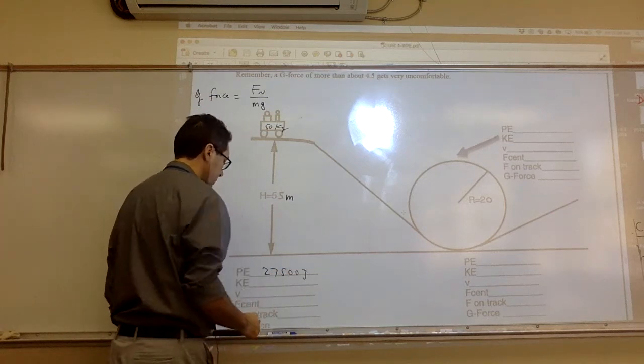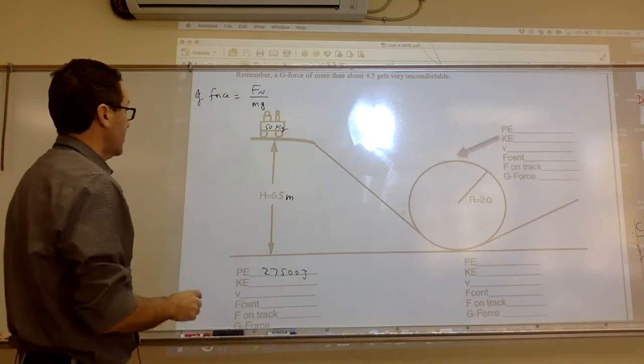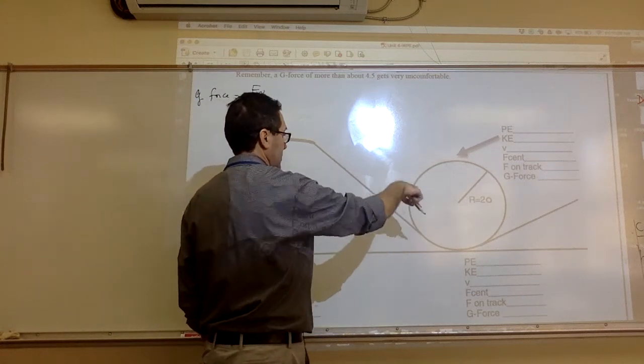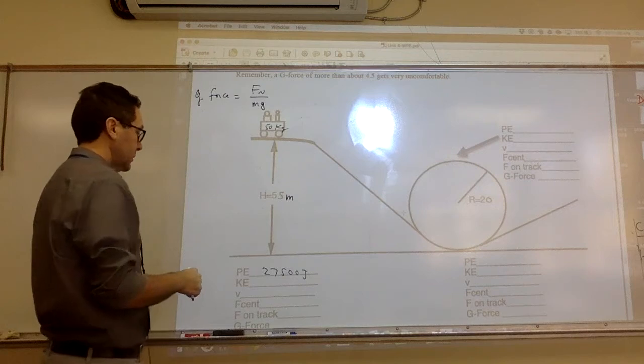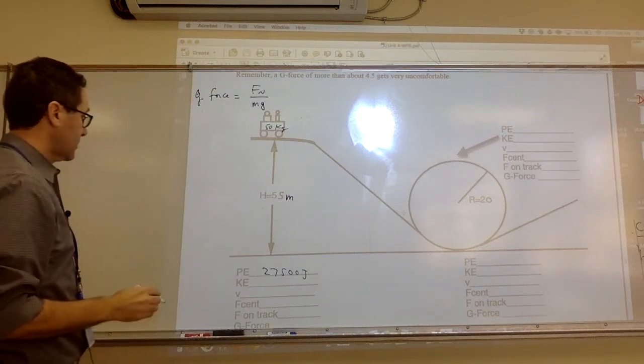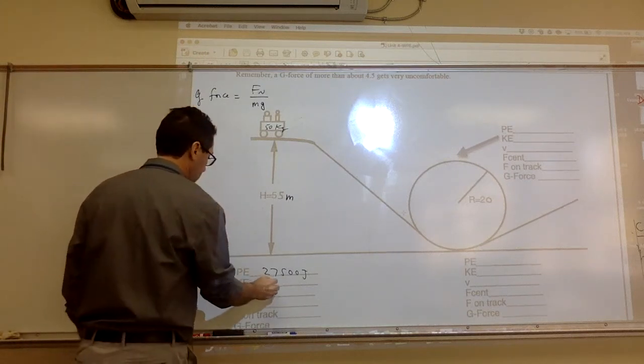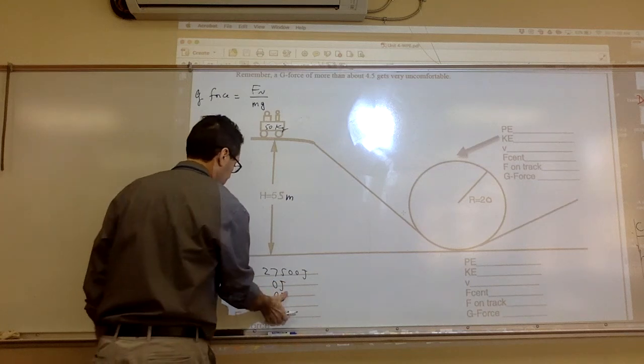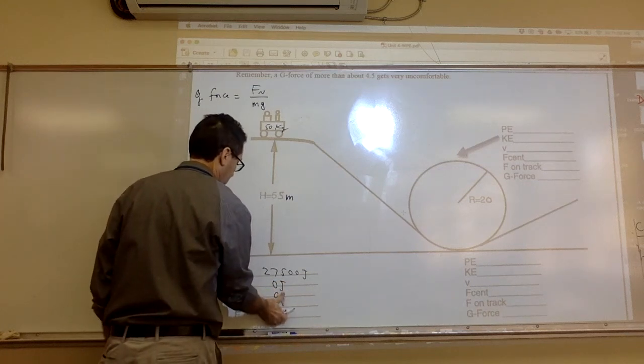We should get 27,500 joules. Now, my total energy anywhere on this roller coaster has to be 27,500. Kinetic energy up there is 0. This is 0 meters per second, because they are not moving.